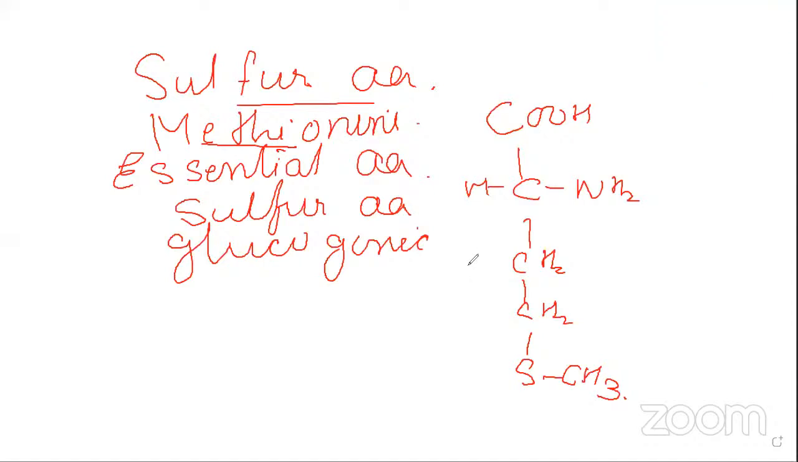Color reactions: the sulfur test answers the reactions of sulfur containing amino acids. Only cysteine answers it. Methionine can't answer it, since the sulfur is in a thioether linkage. But cysteine will answer the sulfur test. I think we will deal with color reactions in the practical. So methionine is an essential amino acid, a sulfur containing amino acid, and it is glucogenic.